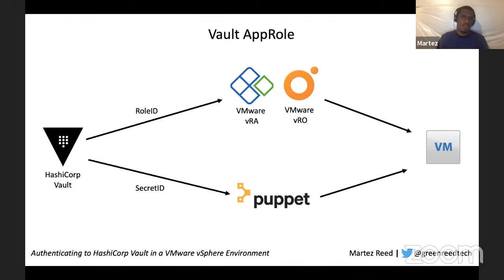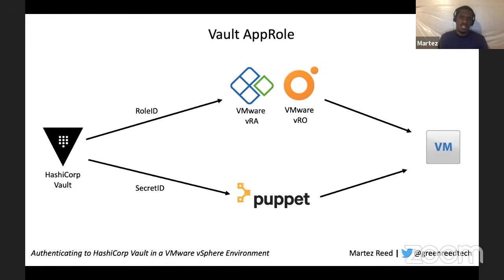In the case of a VMware environment, you might utilize something like VMware vRA, as well as VMware vRO, Realize Orchestrator, as well as Realize Automation, to actually handle the initial delivery of the role ID to the virtual machine during the provisioning process. And so that gets us half the way there. We've got the role ID to the system.